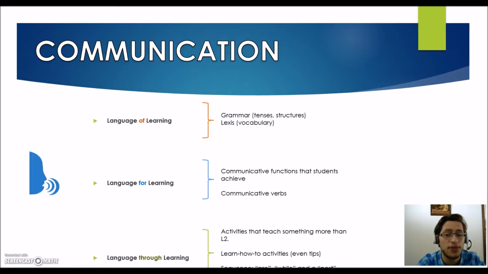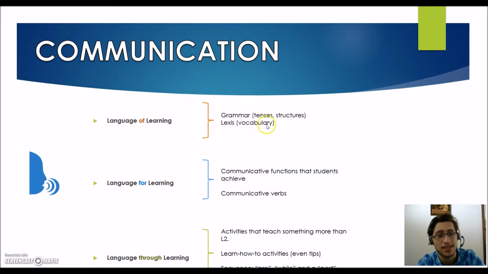For example, if we have in language of learning simple present and days of the week, yeah, that's vocabulary. In language for learning, we can say what we actually do with simple present and days of the week. For example, describe your daily routine. If you see, that's a communicative function, it has a verb. This verb is communicative and it's describe. So what do you do with language of learning? You achieve a communicative function, and this is language for learning.